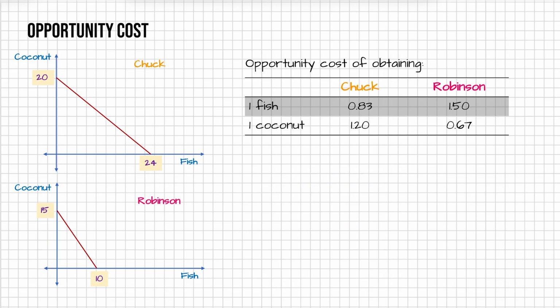Now that we have the opportunity costs calculated, and we have their production possibilities frontiers, we can go ahead and talk about the concept of comparative advantage and absolute advantage. Let's start with absolute advantage.